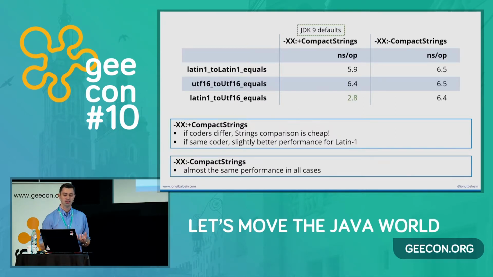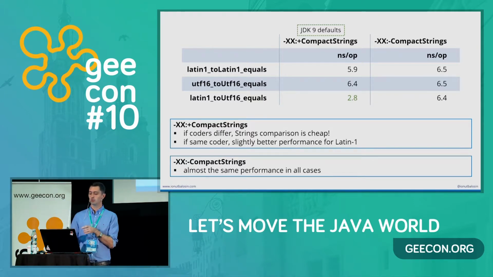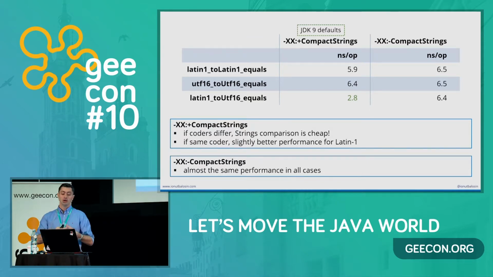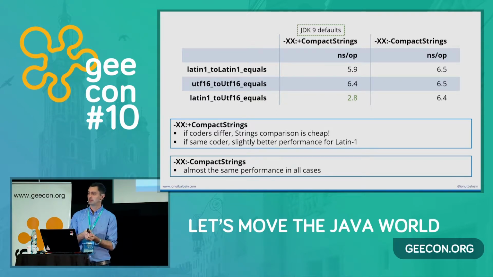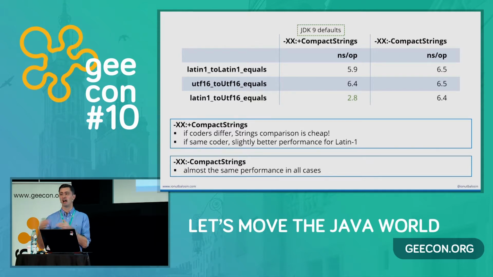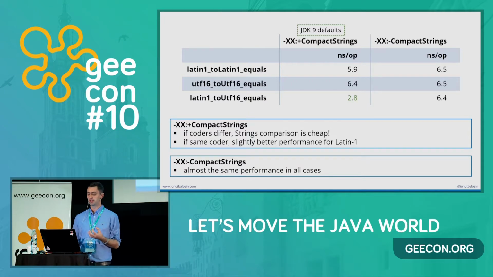And as you can see here, using compact strings, the JDK 9 default option, the last line, Latin1 and UTF-16 equals, it took 2.8 nanoseconds, which is very fast in comparison to the others. And why is it very fast? Because it doesn't actually compare the bytes. Because the coders are different, the strings are backed by different encoding schemes, so they are different. So let's return false from the start.